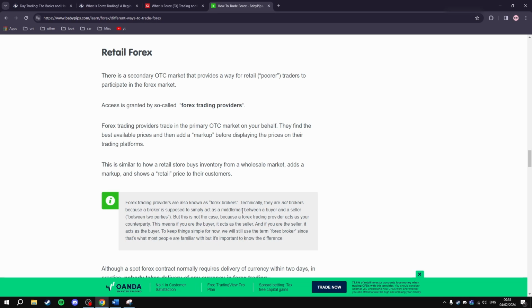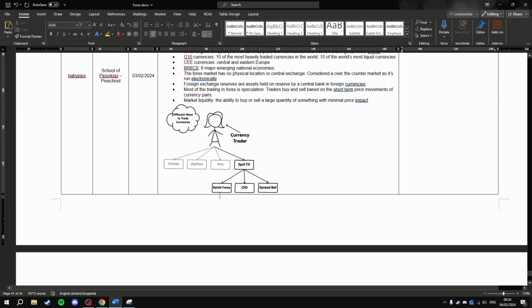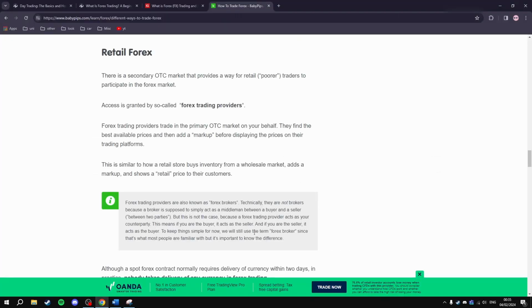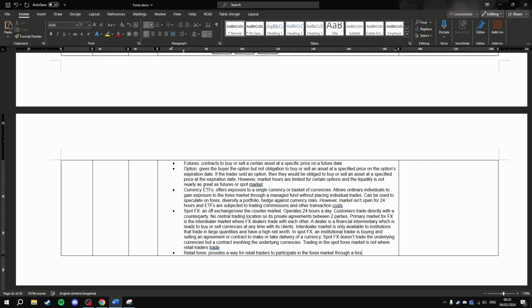Secondary over-the-counter markets that provide a way for retail traders to participate in the Forex market. Let's see, how do I word this? Provides a way for retail traders to participate in the Forex market through a Forex trading broker or Forex trading providers.